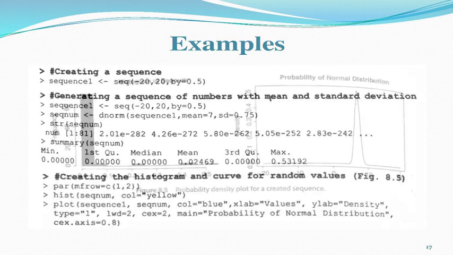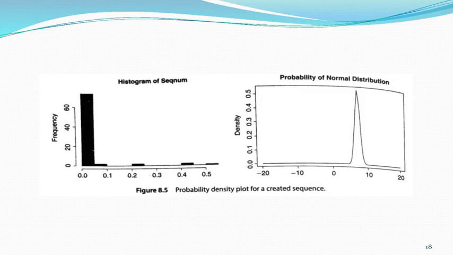The last command plots the chart corresponding to the values. It can be observed from the histogram that most of the values lie in the range 0 to 0.1, which is also shown by the curve for normal distribution.